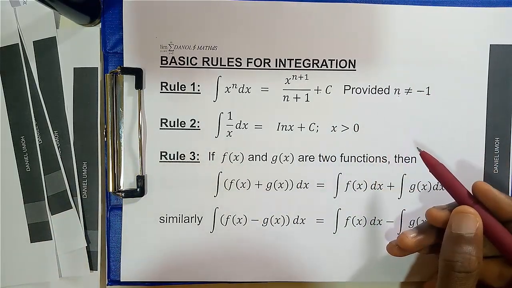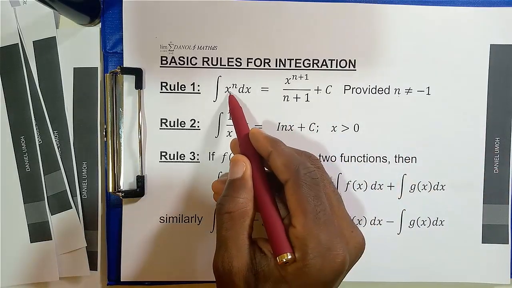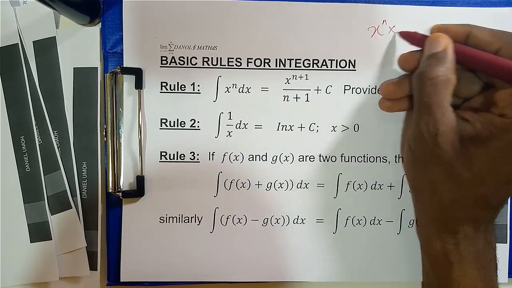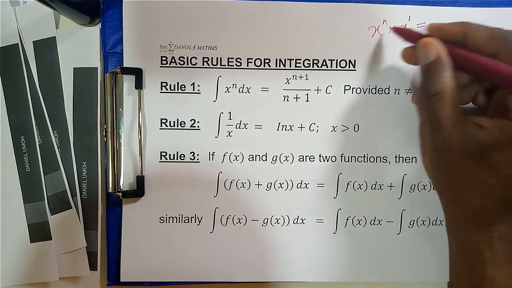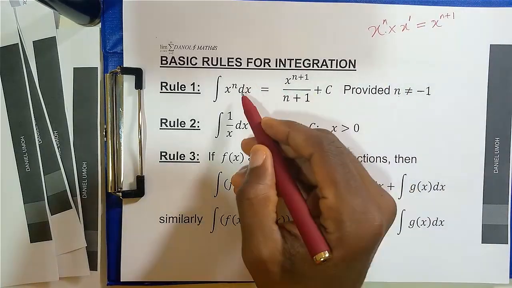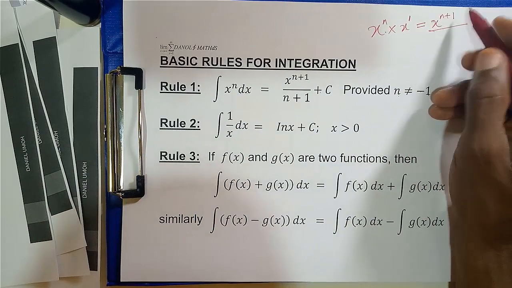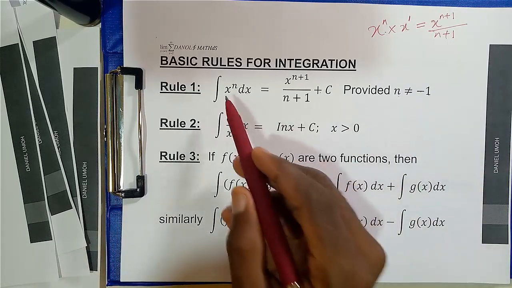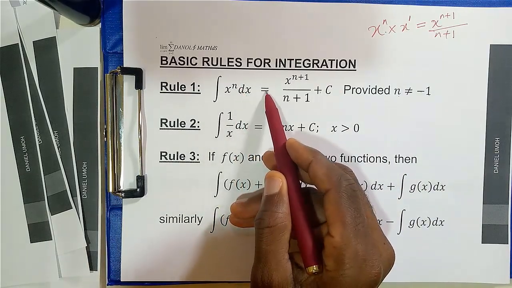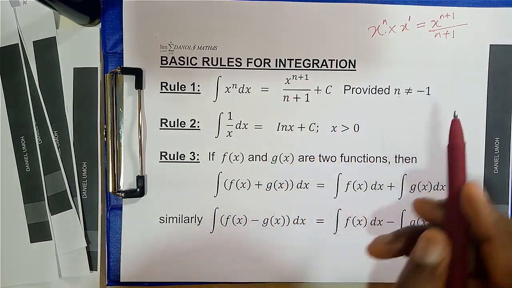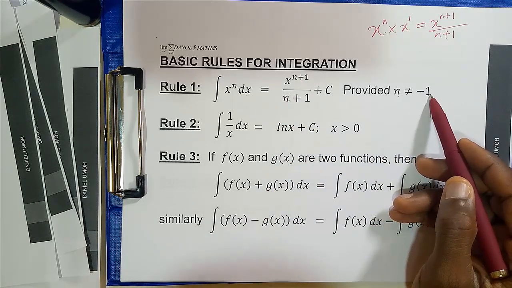This is what I tell my students. I tell them, just look at it this way. X raised to the power of n times x. Look at it. X raised to the power of n times x raised to the power of 1. Indices says this is what? Since the bases are the same, this is x to the n plus 1. Then this d simply means drop down the power. So that's just a simple trick, a simple concept I use in explaining this to my students. That x raised to the power of n dx is equal to x raised to the power of n plus 1 over n plus 1 plus c, provided n is not equal to minus 1.